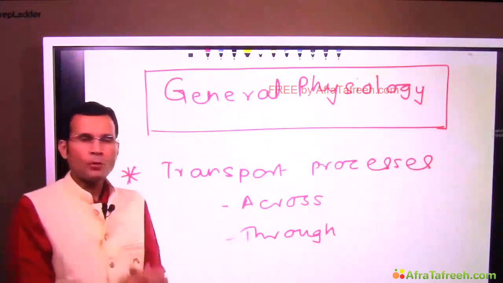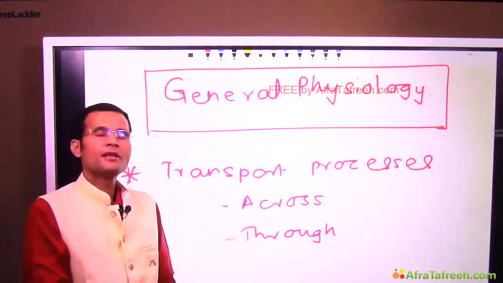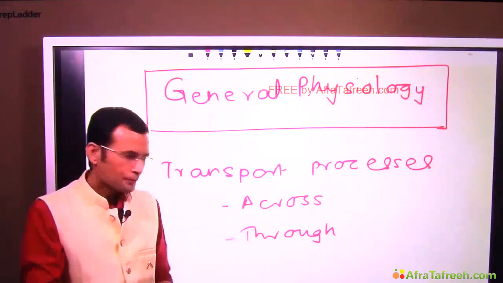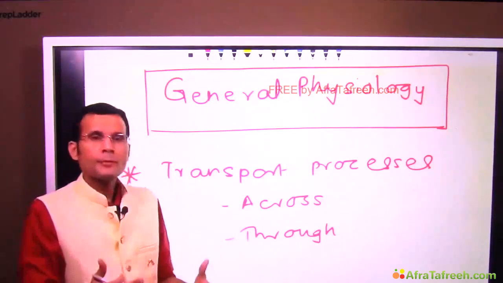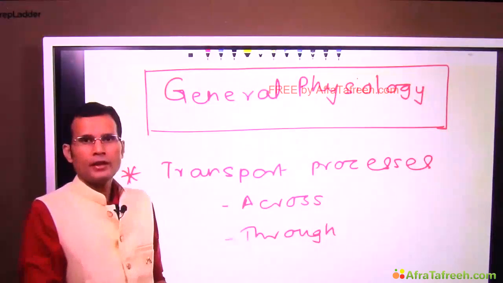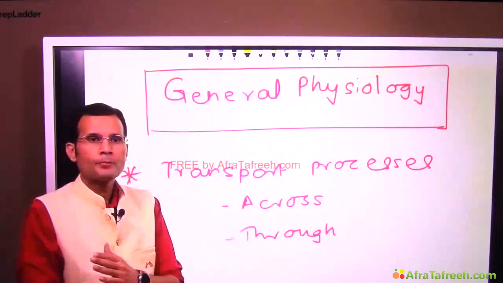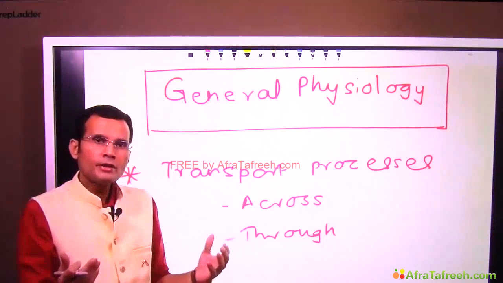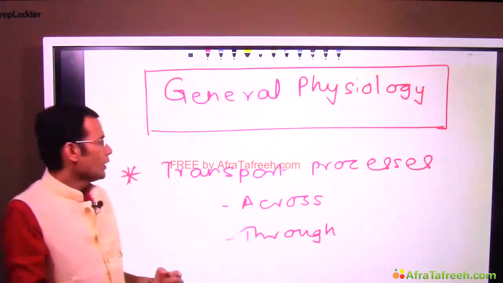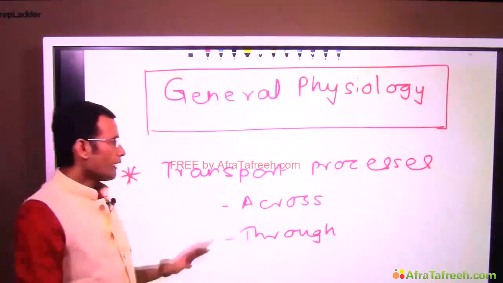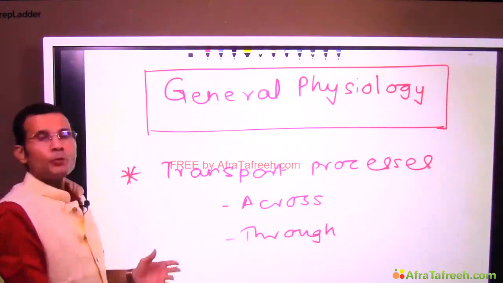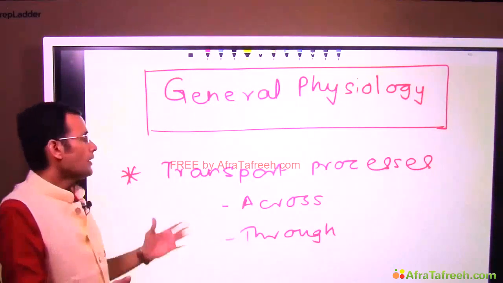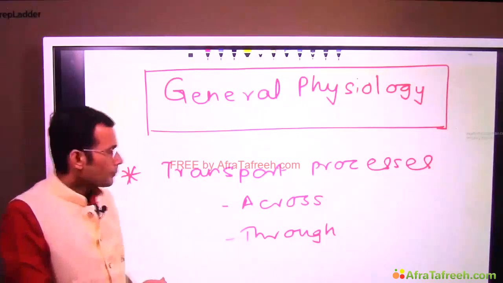This is another important section in general physiology: transport processes. Transport processes means how substances enter the cell or leave the cell by crossing the cell membrane. Now basically I have divided it into two parts: transport across a cell membrane and transport through a cell membrane.